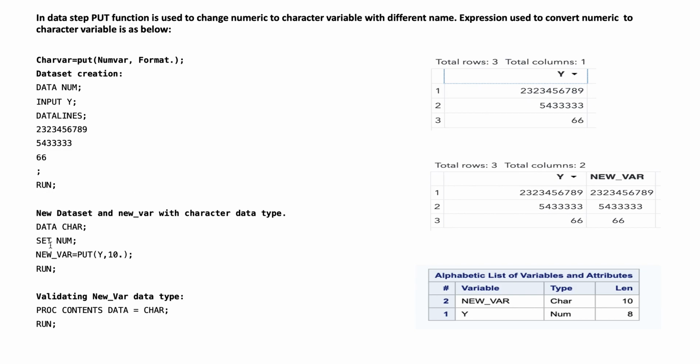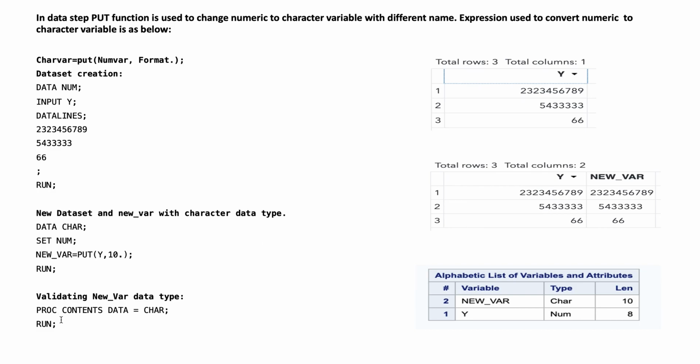Now the second set of the code. The dataset name is char, set num, that means we use the already created data. Then new var equals put(y, 10.). That means we are trying to change variable y to a new variable, new var. When we run the second set of the code, the result is obtained as shown on the right side of the window, in the second table. This is the result, which has two variables y and new var and three rows.